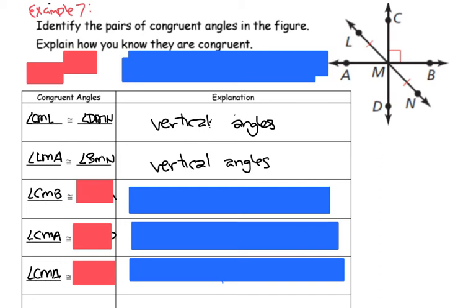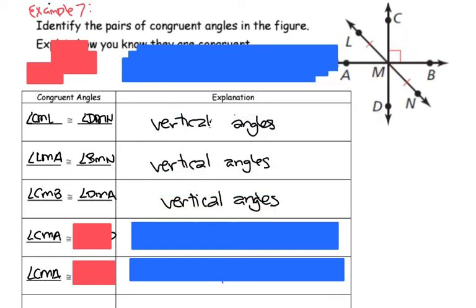All right, next one, angle CMB. It's this one here that's labeled with the 90 degree mark. So does it have anything congruent to it? Hopefully you can see that angle DMA would be vertical to it. So therefore they are congruent by the rule of vertical angles.